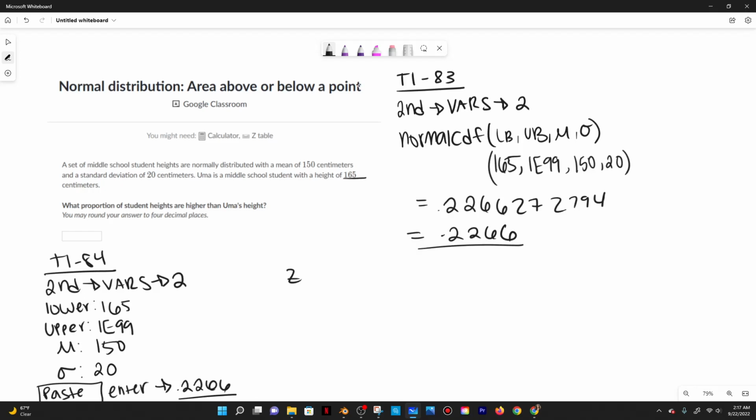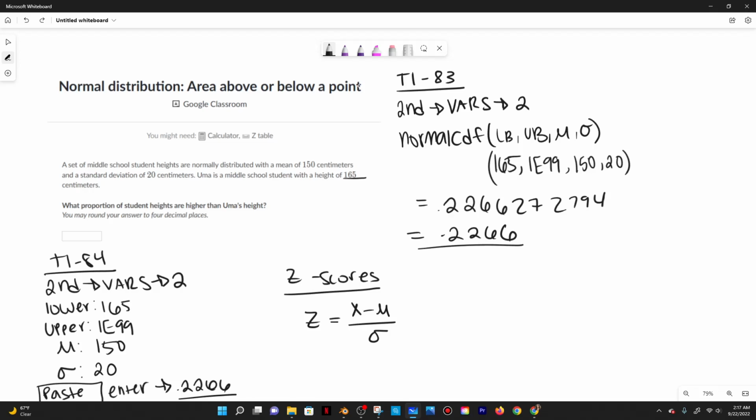Now, z-scores is the way that College Board wants you to actually find the answer. So you get your z-score by doing, hold up, did I forget? I think I forgot. Hold on. It's either x minus mu divided by sigma. So really you're taking your point and you're subtracting your mu and you're dividing by your standard deviation.